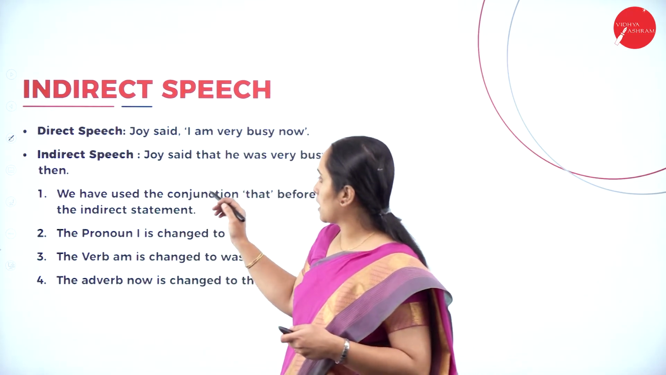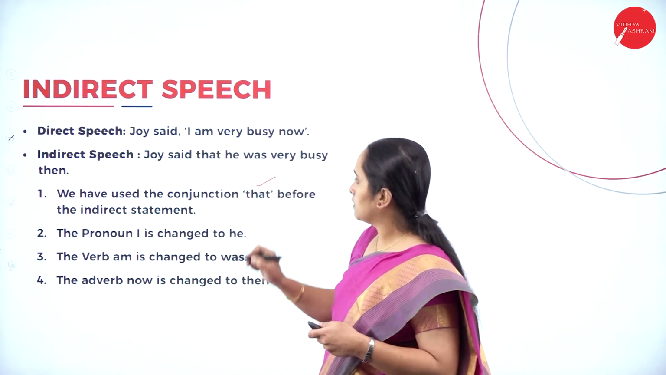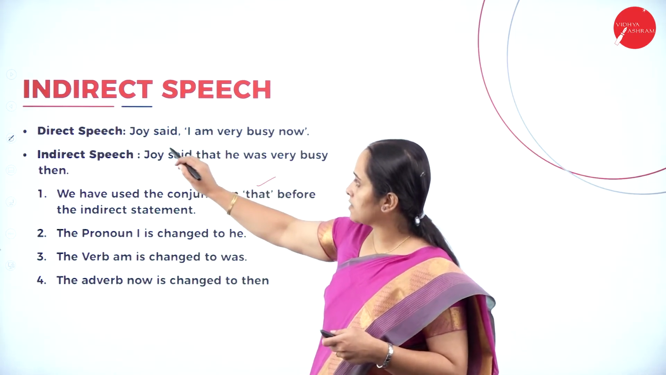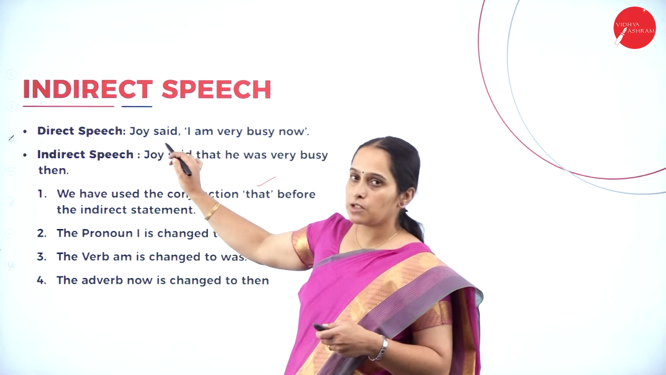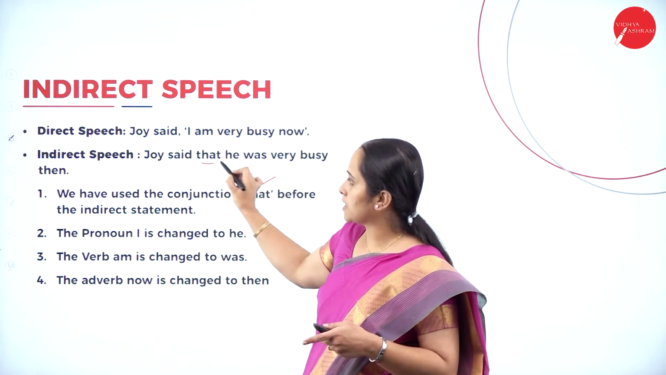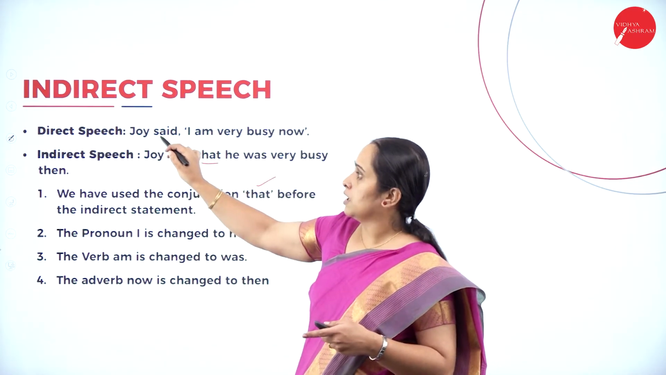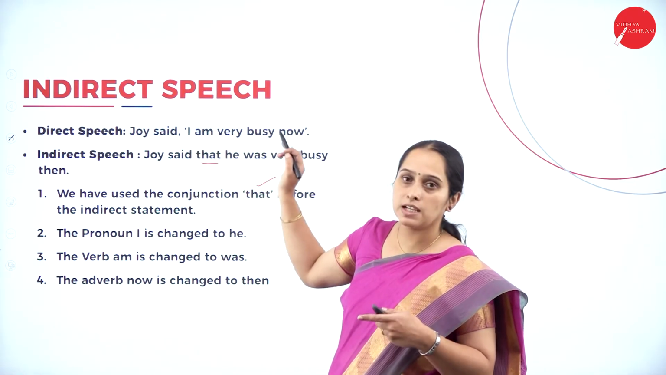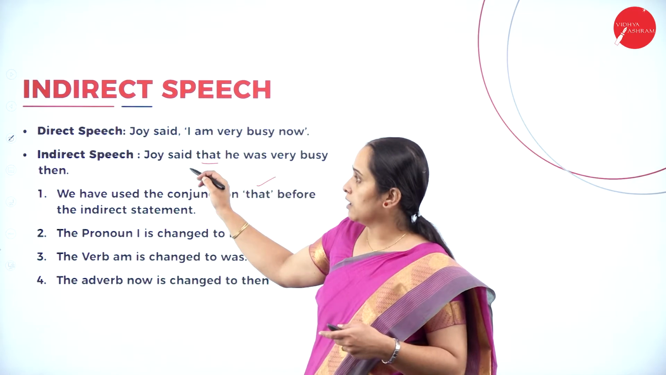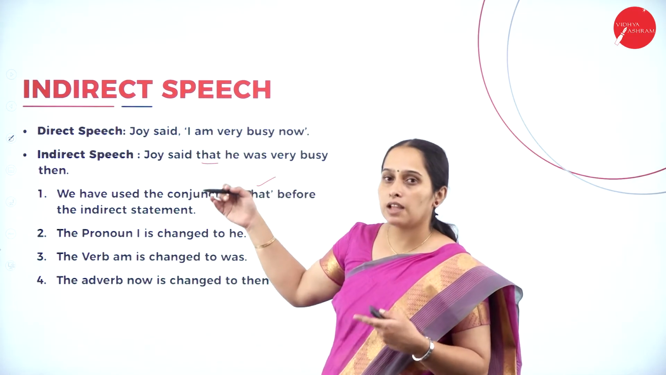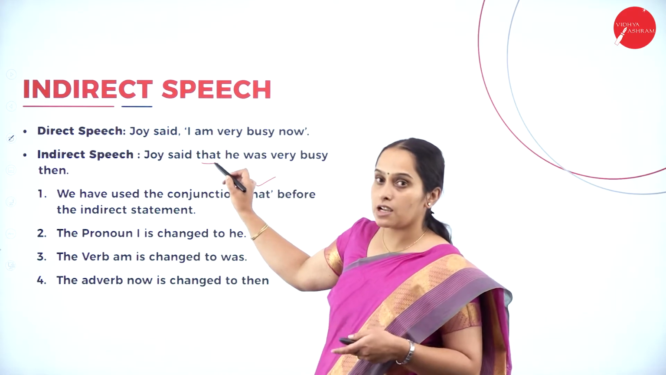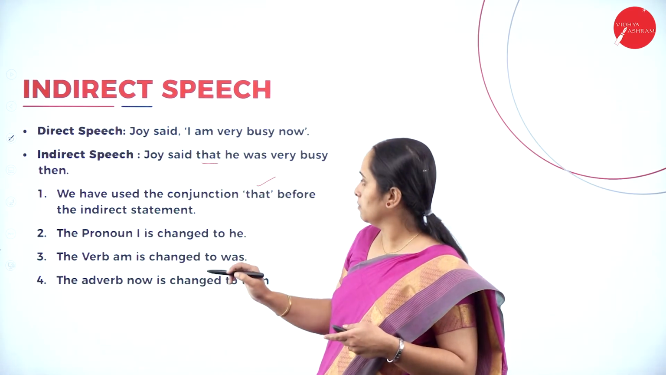Okay, first one. We have used the conjunction "that" before the indirect speech. For example, here you can see. In direct speech, we have not used this word, the conjunction. So here in the direct speech, it is only Joy said, "I am very busy now." When we change that into indirect speech, we have used the conjunction "that" here.